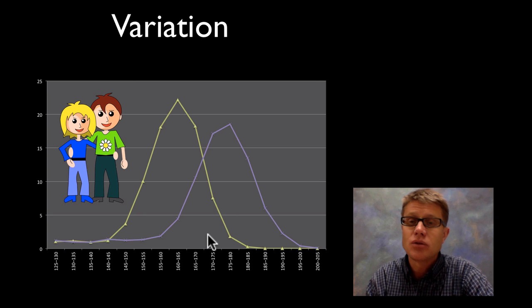And so right here are two graphs of variation in human height. And so this purple is gonna be males and then this yellow is gonna be females. And so an average male in the US is gonna be around 5'8". Average female is gonna be around 5'3". But we have a few people that are gonna be much shorter than that and a few people that are gonna be like 6'8", 7 feet tall. And so we got variation.